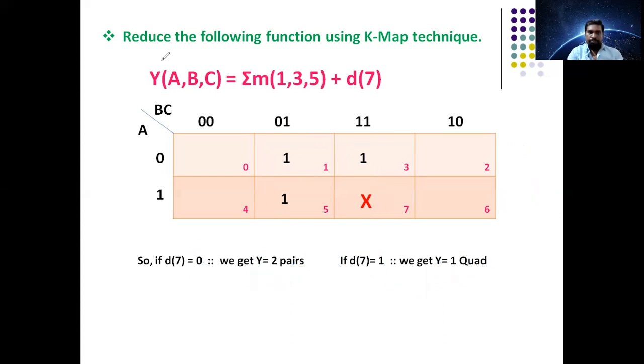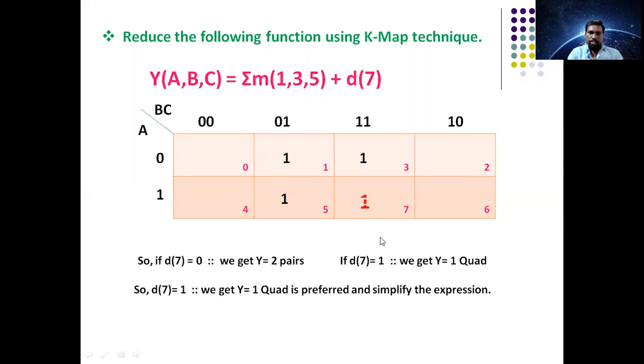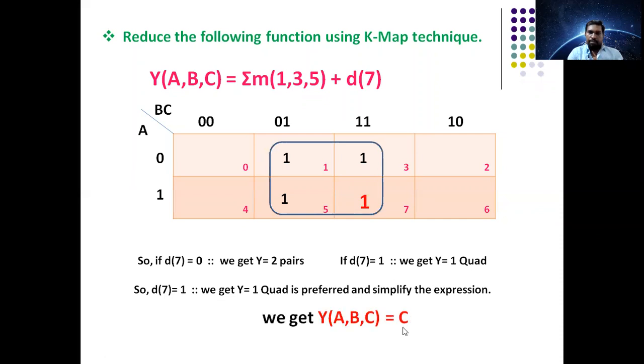And now, d of 7 is equal to 1, where we get 1 quad, is preferred and you need to simplify the expression. So substitute the value of X equal to 1 and then make it a quad and write the answer as C. Only C is the answer. Suppose if you take the other condition, you will get the answer of 2 pairs. It will be a somewhat longer expression. But now see, with one small literal you got the answer.